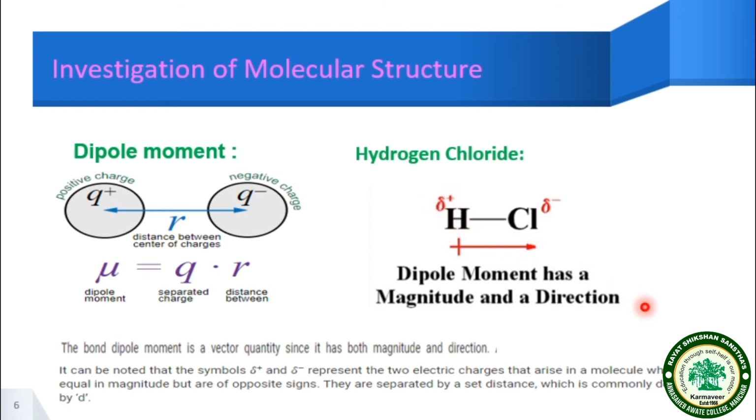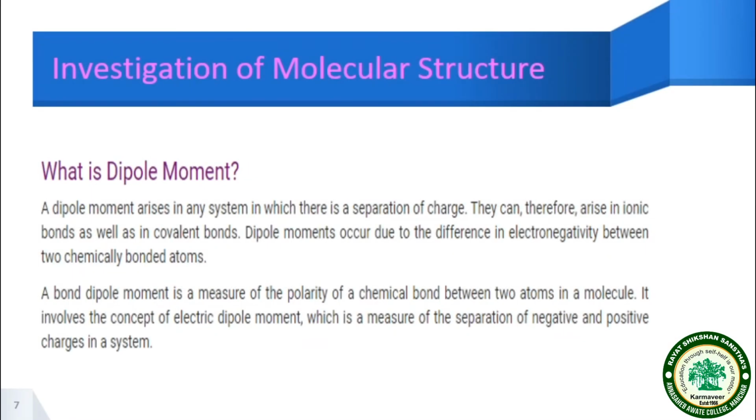Now, what is this dipole moment? A dipole moment arises in any system or molecule in which there is a separation of charges. They can therefore arise in ionic bonds as well as in covalent bonds. Dipole moment occurs due to difference in electronegativity between two chemically bonded atoms. A bond dipole moment is a measure of polarity of a chemical bond between two atoms in a molecule. It involves the concept of electric dipole moment, which is a measure of separation of negative and positive charges in the system. Now we consider this example.